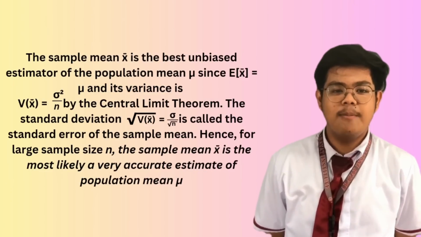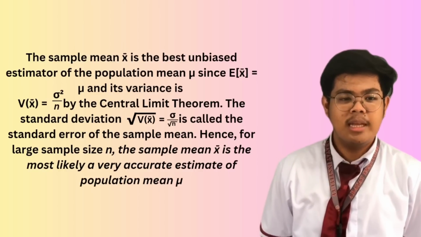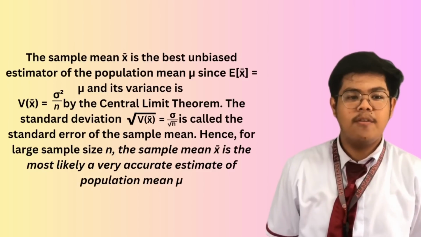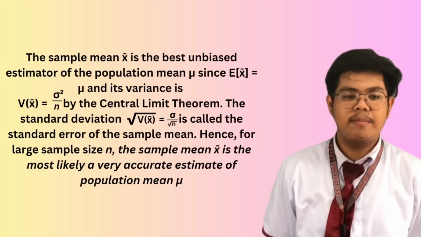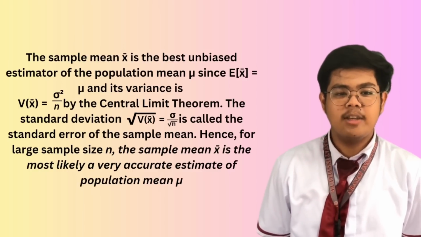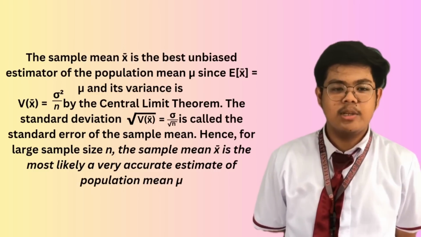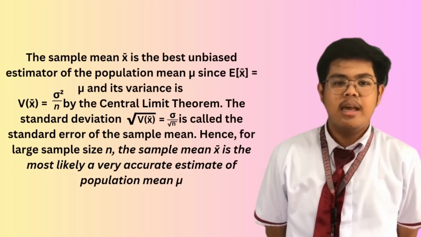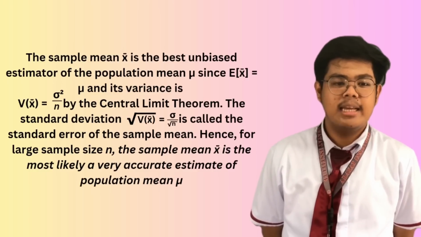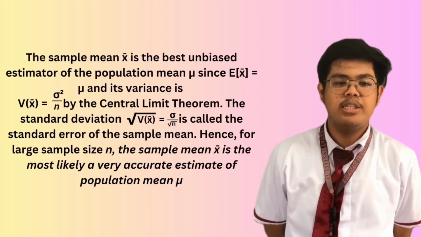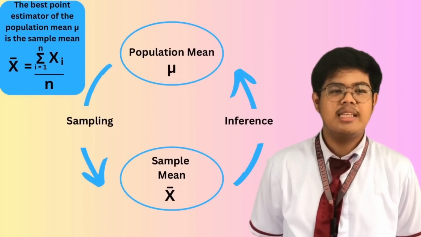The sample mean is the best unbiased estimator of the population mean since E(sample mean) equals the mean and its variance, the variance of the sample mean, is equal to variance squared all over n. By the central limit theorem, the standard deviation, the square root of the variance of the sample mean, is equal to sigma all over the square root of n, called the standard error of the sample mean. Hence, for a large sample size n, the sample mean is most likely a very accurate estimate of the population mean. As you can see in the graph, the best point estimator of the population mean is the sample mean.